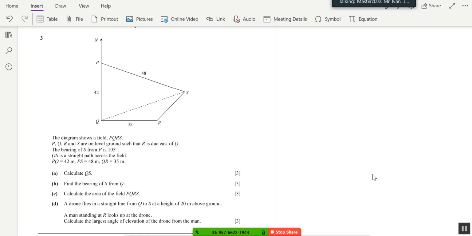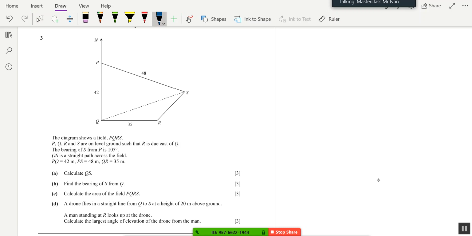Okay, number one, when you see this kind of question, you know it's application of trigonometry. So during application of trigonometry, the first thing they are going to test you is your sine rule and cosine rule. So the sine or cosine rule is given.